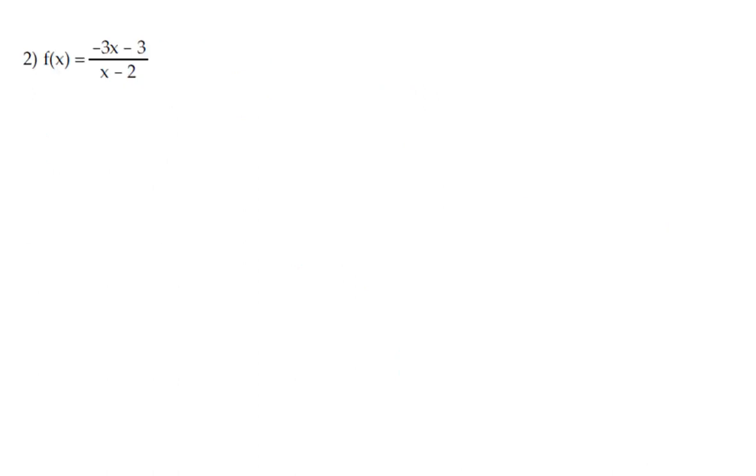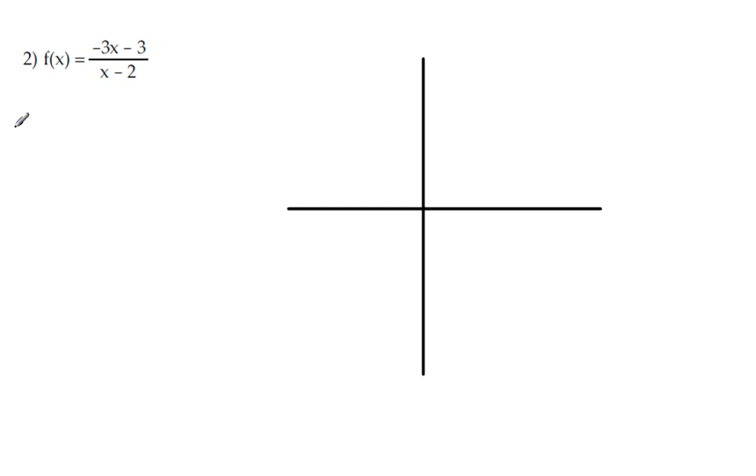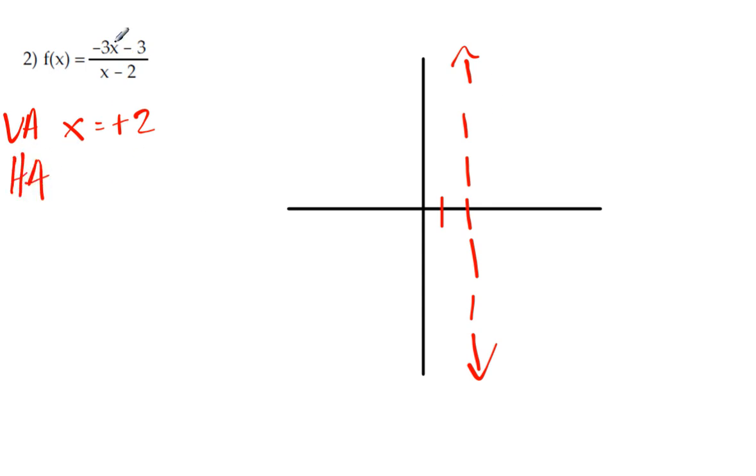Alright, number 2. This one is a little bit trickier because we actually have to find a couple more things, but in your multiple choice format it's not such a big deal. So our vertical asymptote, again, we're just solving the bottom, so that's going to be x equals +2 in this case. Horizontal asymptote. Since our powers are the same, we're looking at our front numbers here, so that's going to be y equals -3/2.